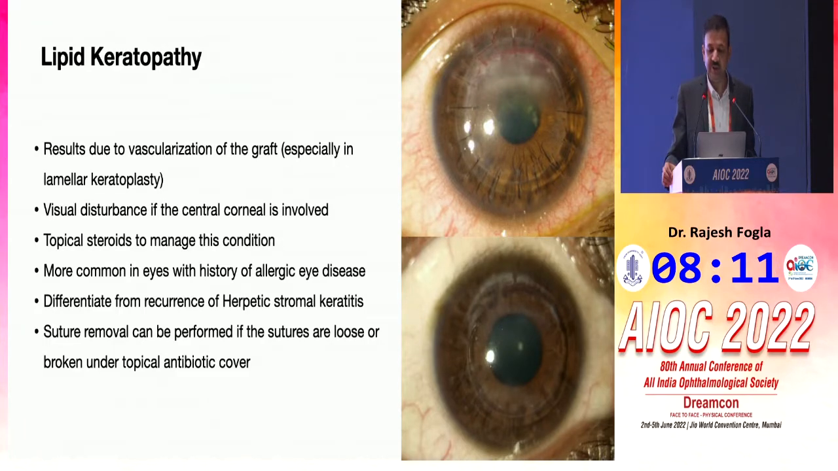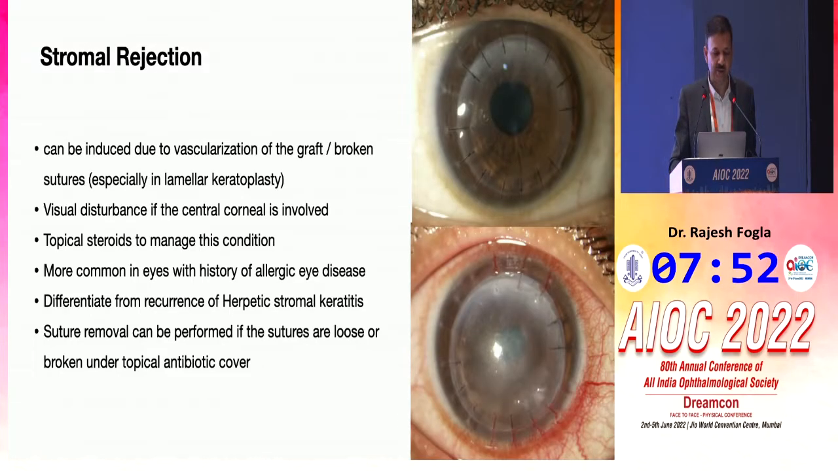At the periphery, this kind of situation of vascularization and infiltration often has to be differentiated from herpetic stromal keratitis as well. Suture removal can be performed, but I would institute the therapy, the steroids, earlier, and then you can go ahead and do the suture removal under topical antibiotic cover.